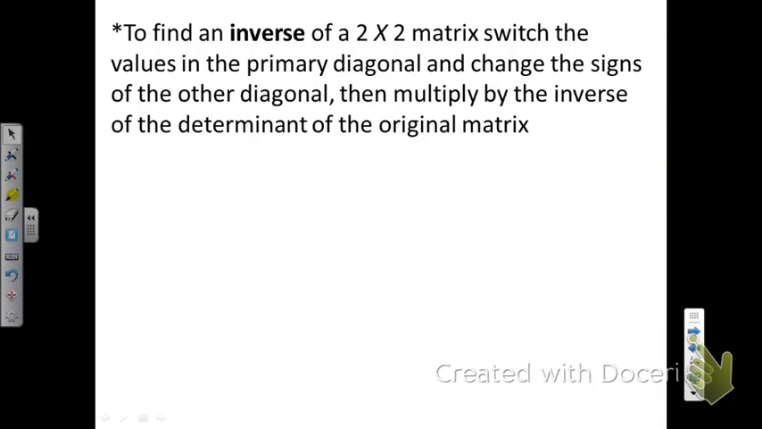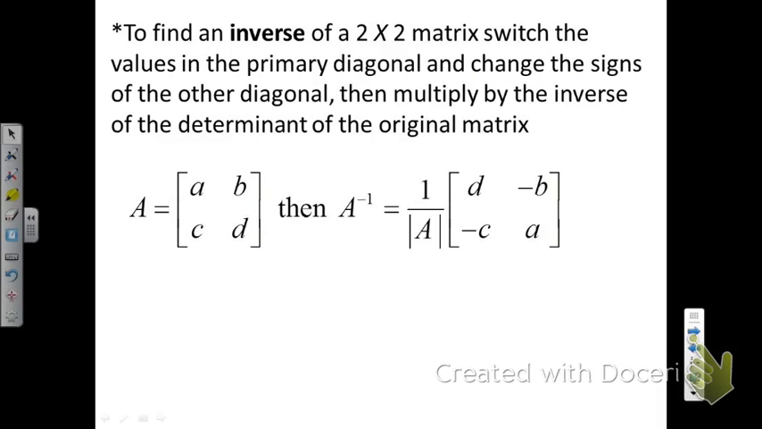To find an inverse of a 2 by 2, you will switch the values in the primary diagonal and change the signs of all the values in the other diagonal. So if it's positive, it will become negative. If it's negative, it will become positive. Then you have to multiply the inverse by the determinant of the original matrix. So I give you a formula. It looks like this. If A is our original matrix, then we're going to switch these places and change the signs of the other diagonal.